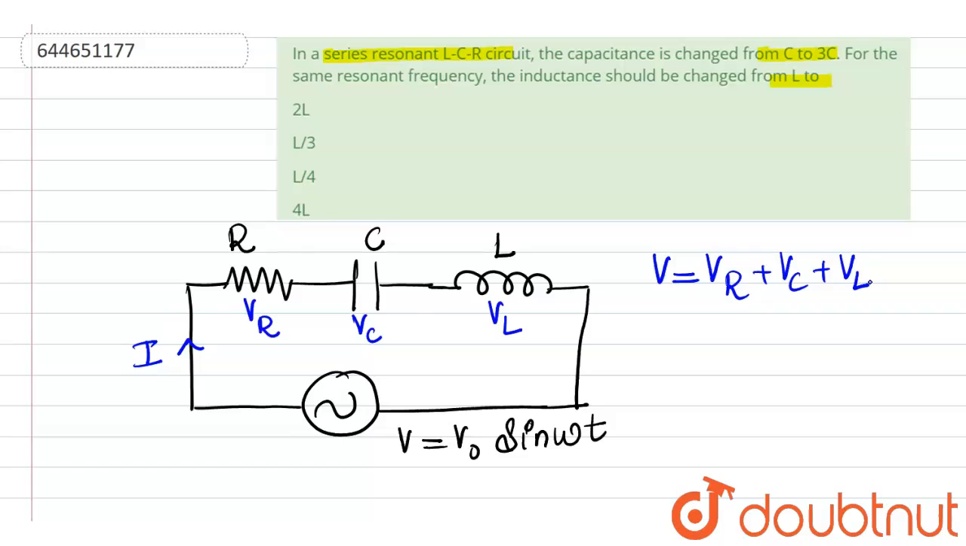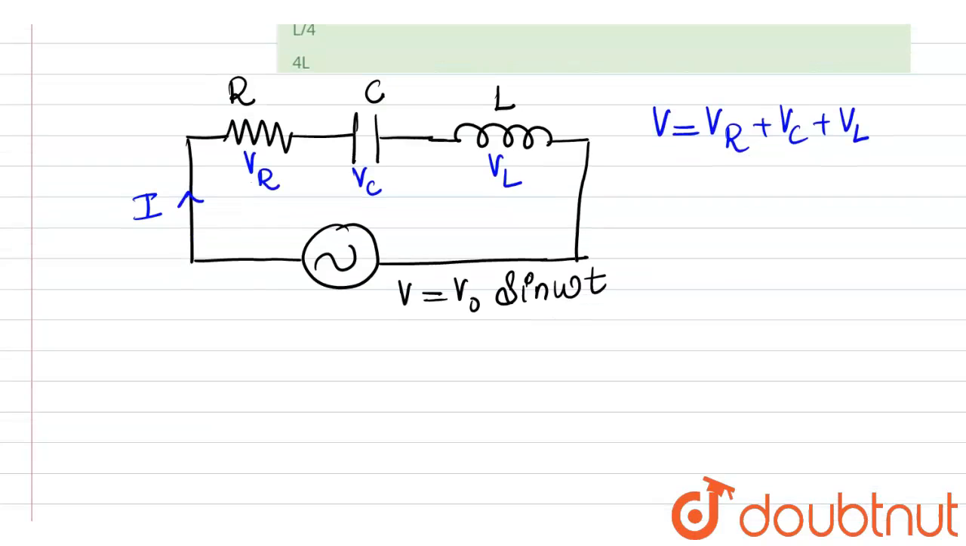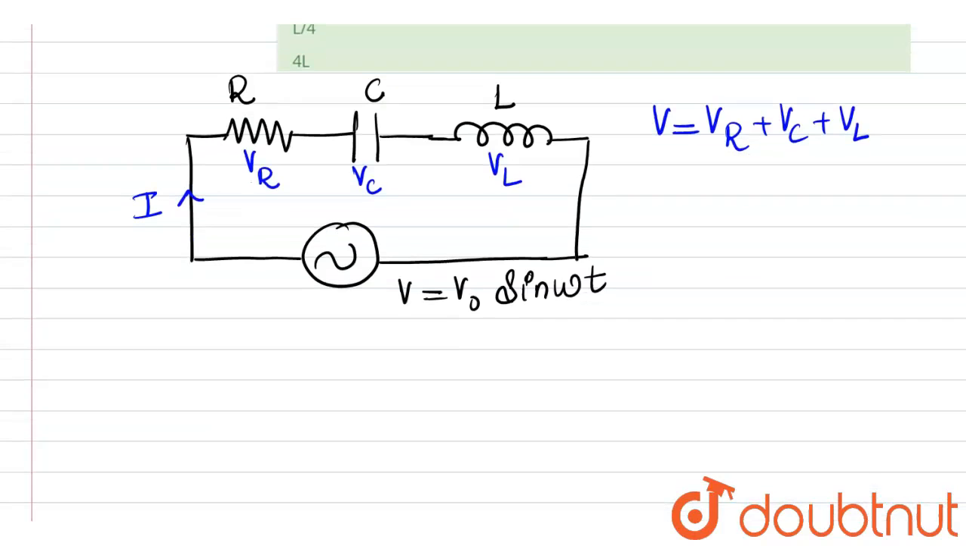But now we know that whenever AC flows through a resistance, there is no phase difference between the current and the voltage. Whenever it flows through a capacitor or an inductor, there is a phase difference of 90 degrees between current and voltage. Due to that, apart from the resistance offered by the resistor, there is also a resistance offered by our capacitor and inductor. The resistance offered by capacitor is known as capacitive reactance.